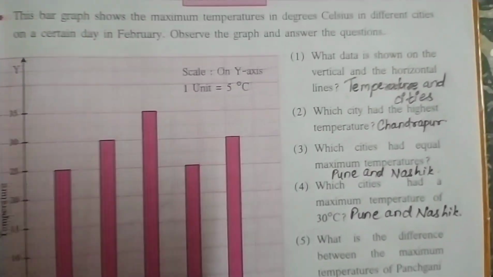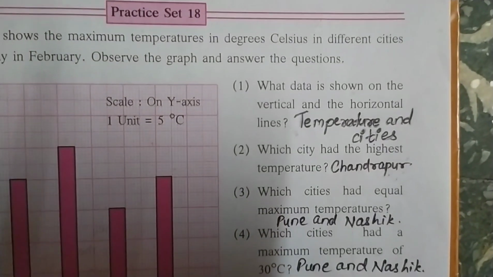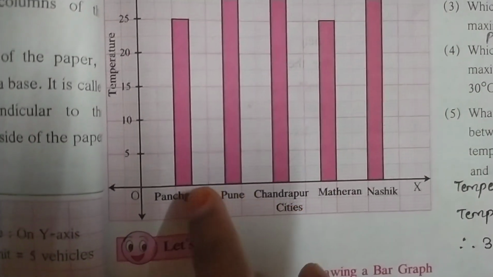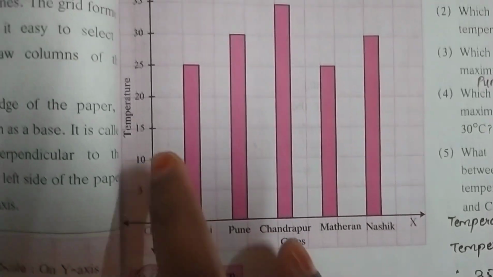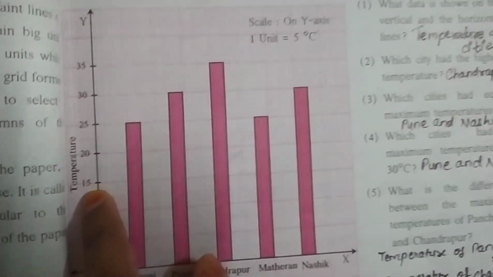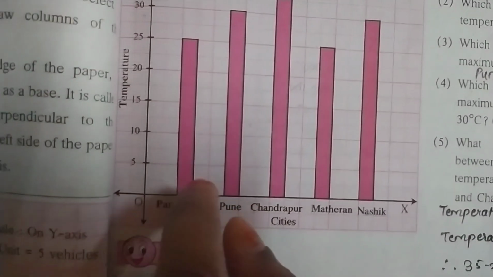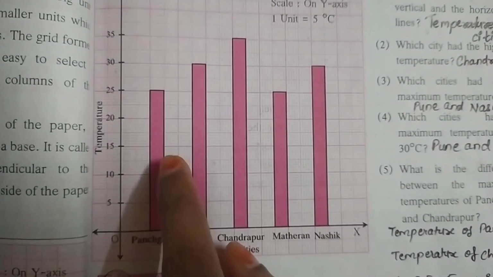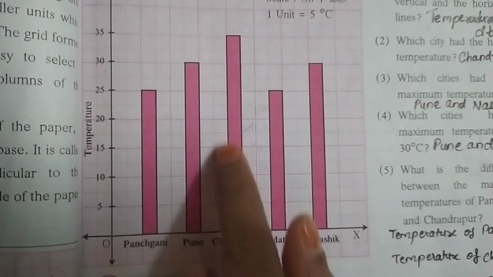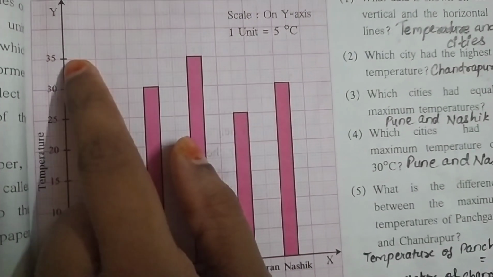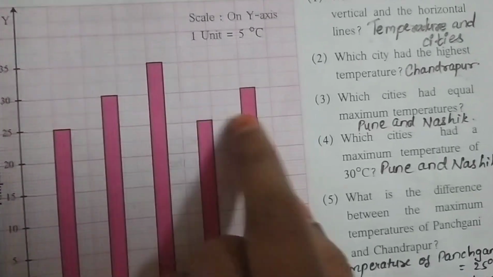Understood? Now, what is the question? What data is shown on the vertical and horizontal line? Horizontal and vertical lines. What is the data shown? Here in the horizontal it is cities and here in the vertical it is temperature. Which city had the highest temperature? Now in this, which graph is at the highest number? Yes, it is Chandrapur has the highest temperature of 35 degrees Celsius.